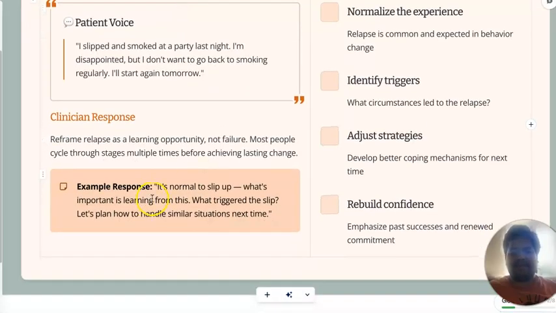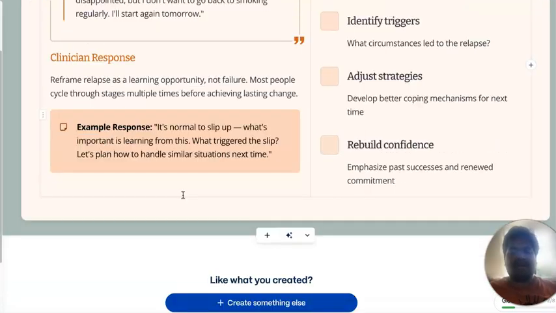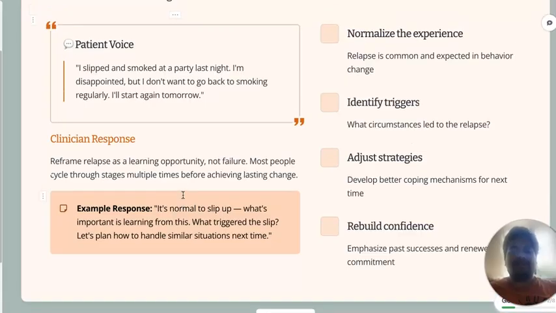Again, whether as a doctor or as a nurse, you can counsel and use phrases like, it's normal to slip up. What's important is learning from this. What triggered the slip? Let's plan to handle similar situations next time. So you must always understand that relapse is a normal thing too. It's always expected. A person who has been going through pre-contemplation, contemplation, planning, action, and then maintenance can, most of the time, go through the relapse phase, and this is expected in behavioral change.